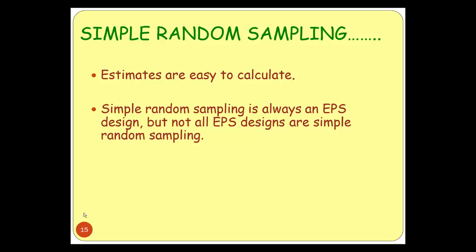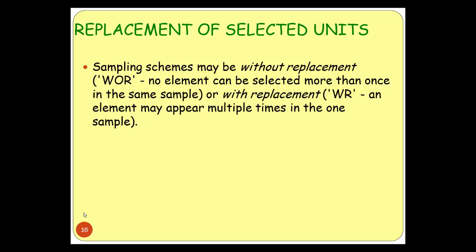In this case, estimates are easy to calculate, and simple random sampling is always an EPS design. Some of the disadvantages are if the sampling frame is large, this method might be impractical. Minority subgroups of interest in the population may not be present in the study in sufficient numbers for the overall study.